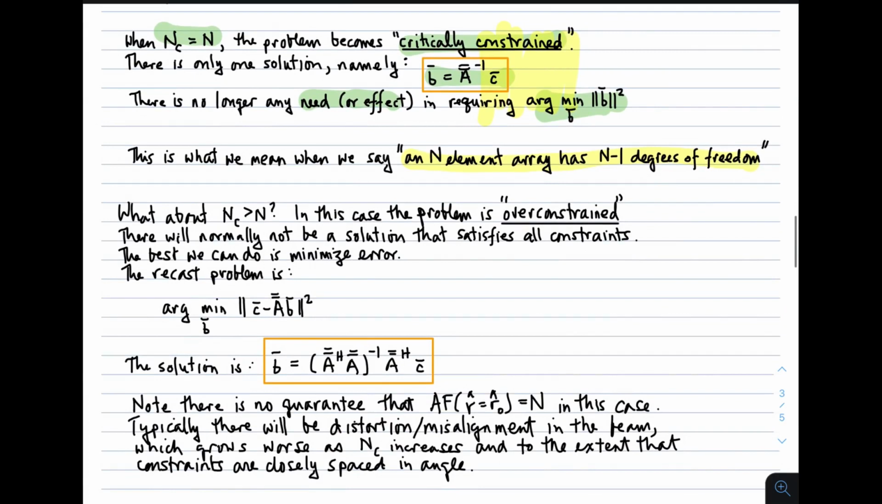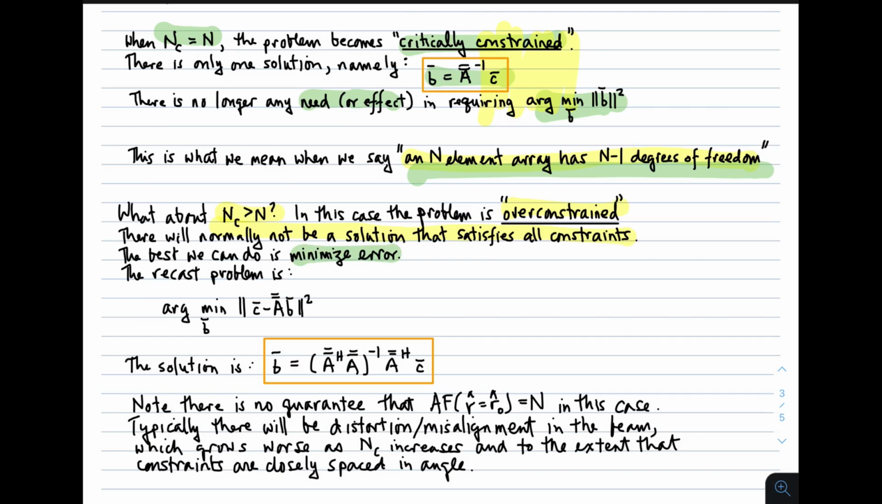So now you could ask, what happens when the number of constraints is greater than n? Well, in this case, we say the problem is over-constrained. In this case, there will normally not be a solution that satisfies all the constraints. You are not guaranteed, in fact, it's very unlikely, that you will find a solution that satisfies all the constraints. You might say, in the context of this statement, that we've run out of degrees of freedom. In this case, the best we can do is to minimize error.